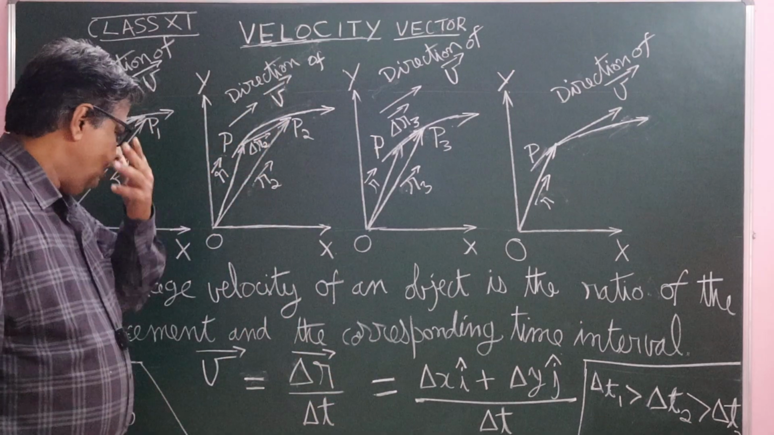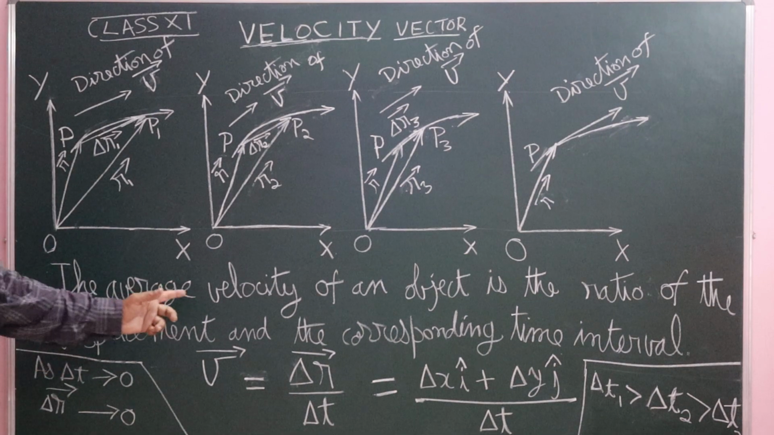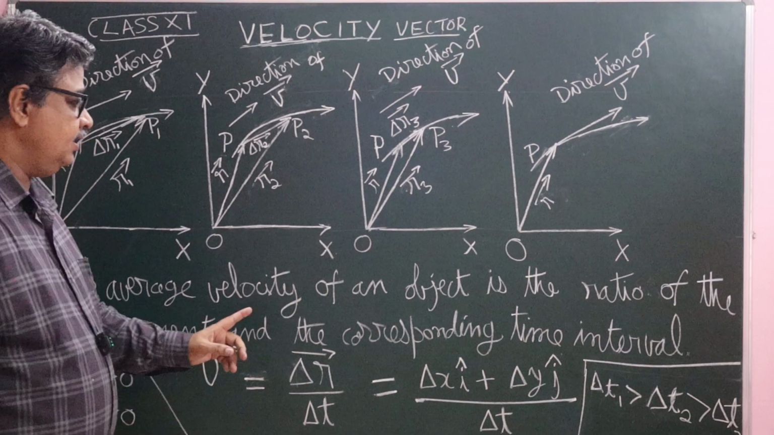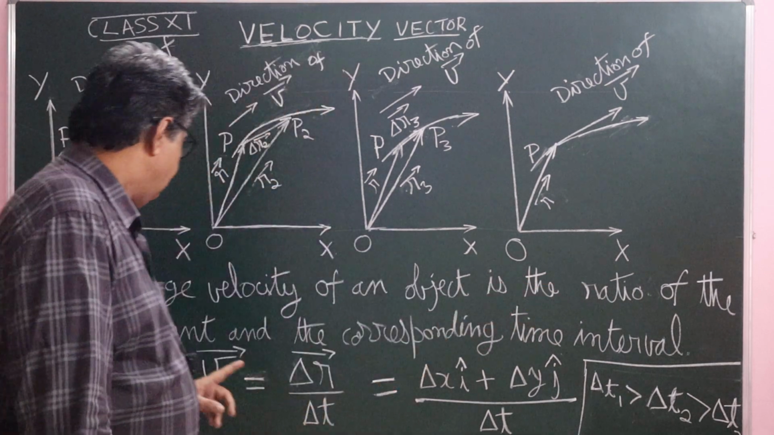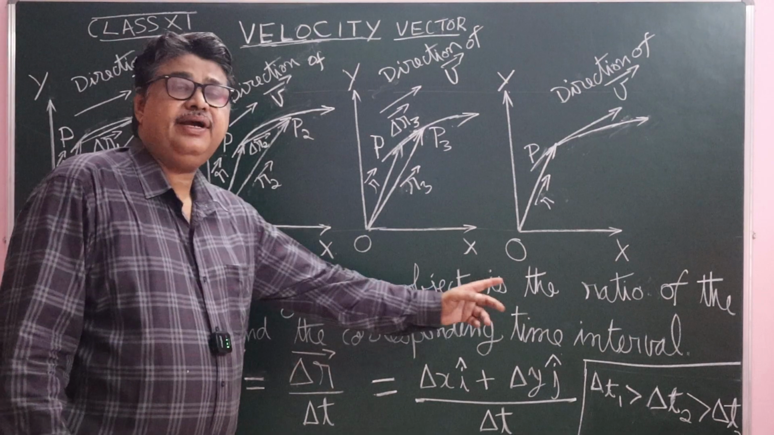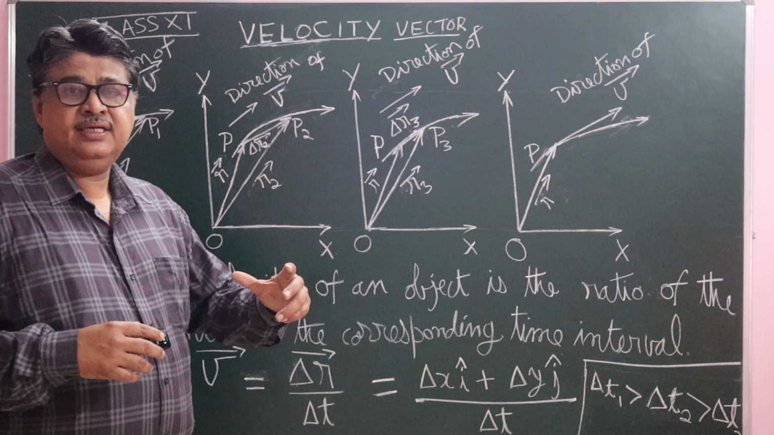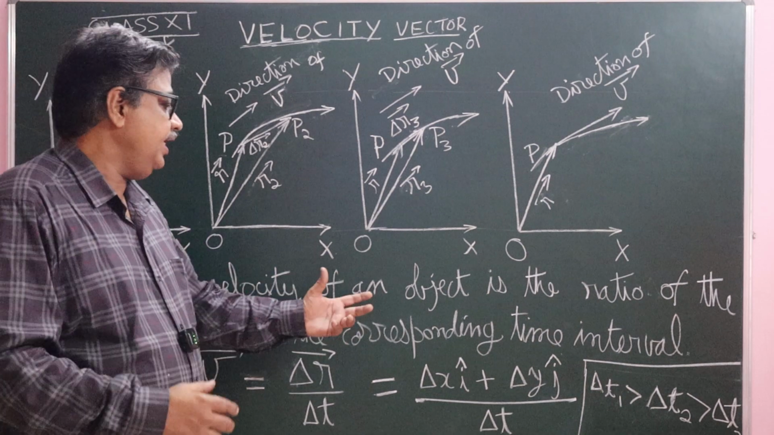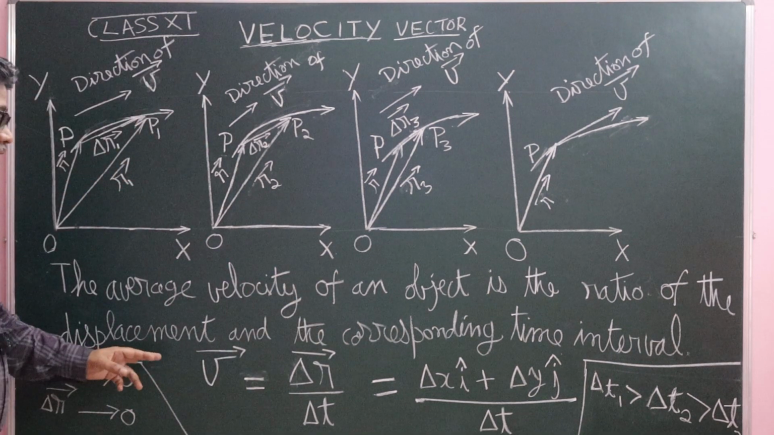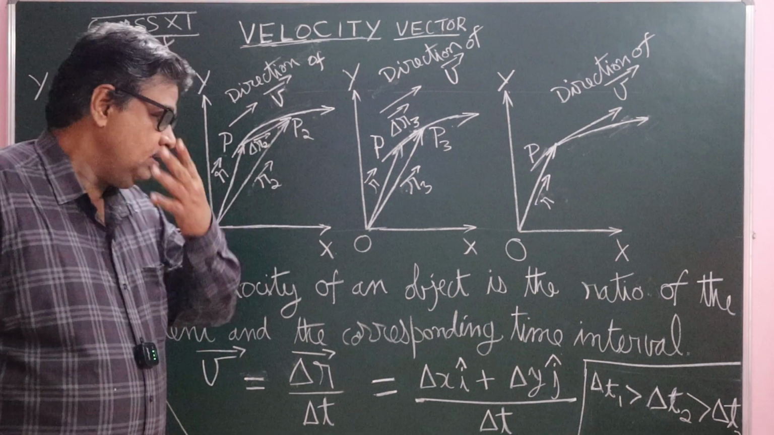Therefore, what is average velocity? Average velocity of an object is the ratio of the displacement and the corresponding time interval. The displacement divided by the corresponding time interval is called the average velocity of an object.